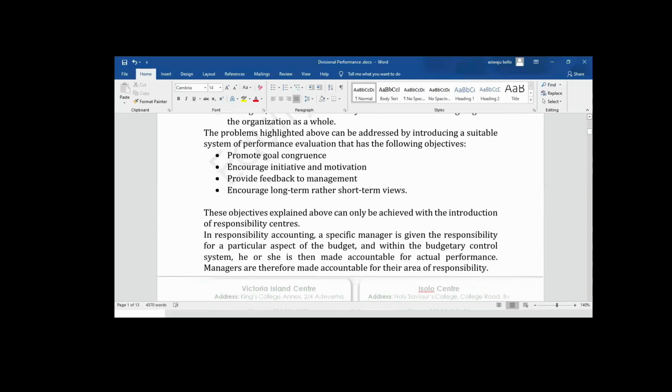To achieve the objective of addressing the problem of divisional structure, company must introduce responsibility centers and responsibility accounting. Please, you have to follow that logic and the sequence. We need to address problems. We must introduce performance evaluation. The performance evaluation must achieve some objective. Now, to achieve this objective, the company must also introduce responsibility centers and responsibility accounting.